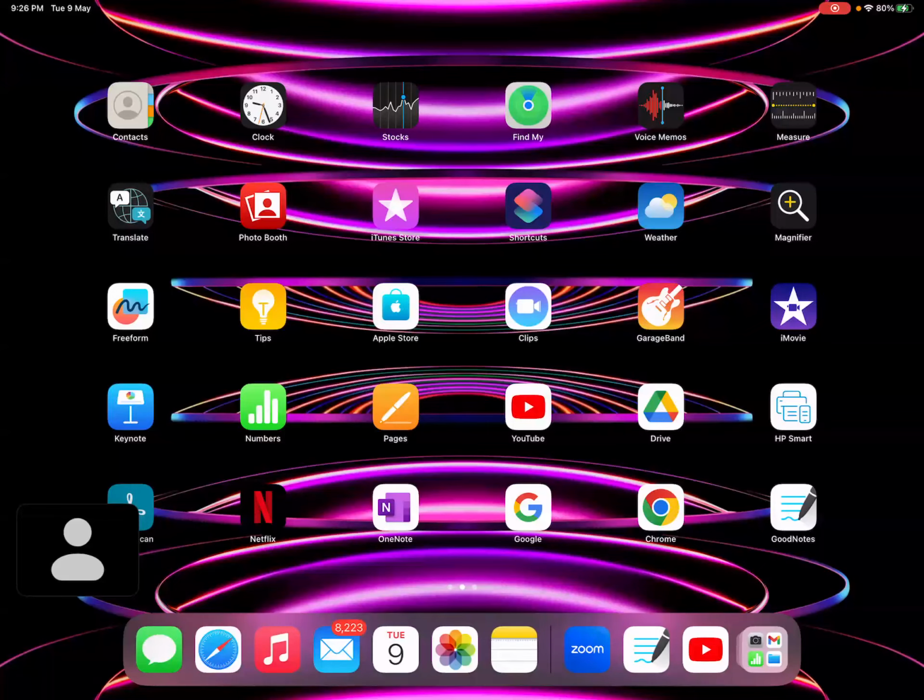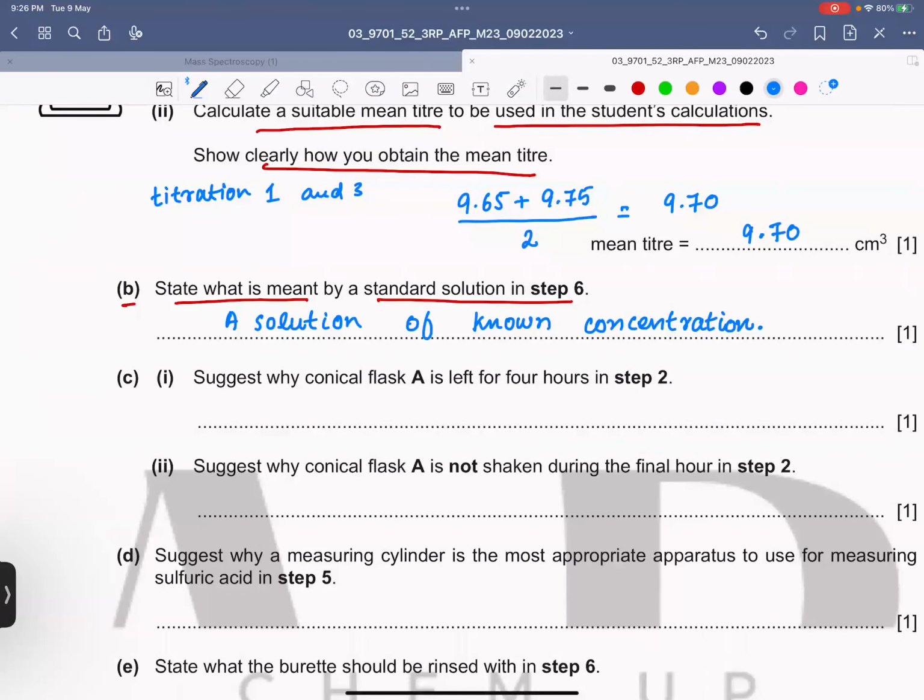Okay, so remember, whenever the examiner asks you about the standard solution, that standard solution is any solution of a known concentration. Is this clear to everyone? Yes.